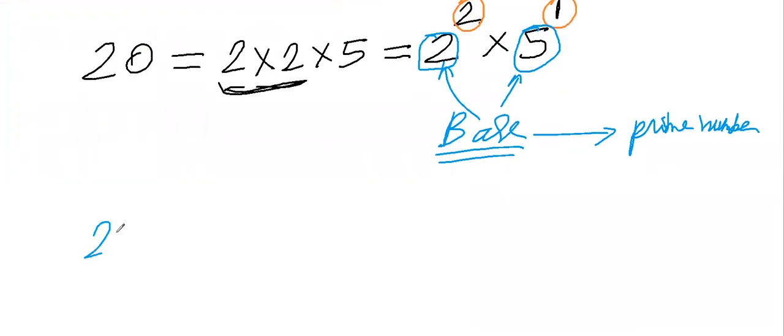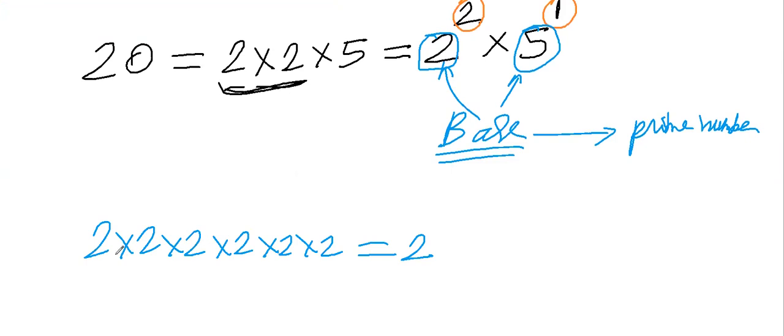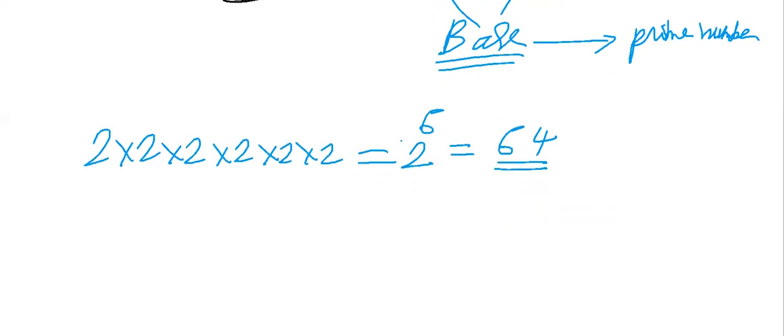Say you have 2 into 2 into 2 into 2 into 2 into 2. How many times have I written 2? 1, 2, 3, 4, 5, 6. 6 times. So this will be 2 to the power of 6. And what is the value of this? 2 times 2 is 4, 4 times 2 is 8. This is 8 and this is also 8. So 8 times 8 is 64. Now here the base is a prime number, 2 is a prime number, and 6 is the exponent.